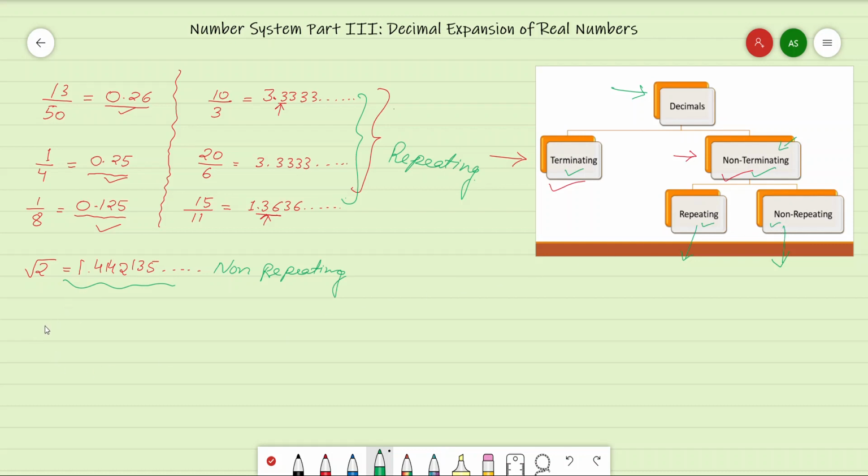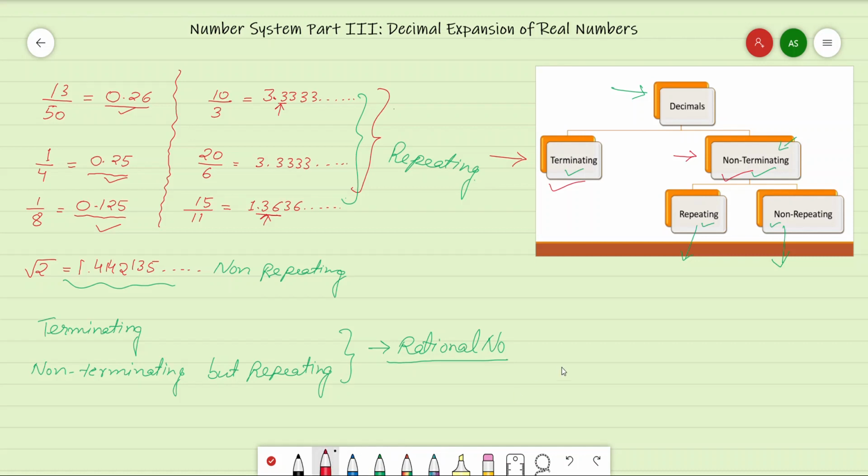Now, the decimals which are either terminating or non-terminating but repeating, all these types of decimals are called rational numbers. That means these decimals can be represented in the form of p by q, whereas the decimals which are neither terminating nor repeating are known as irrational numbers.